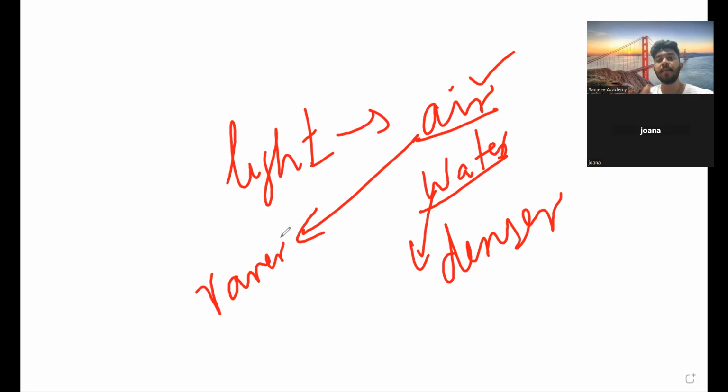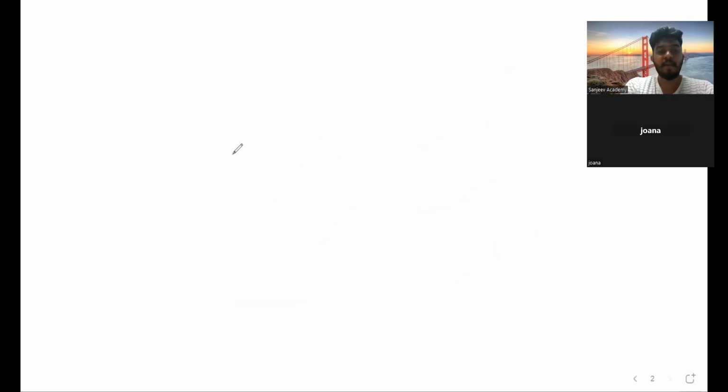If light is entering, for example, in this room itself, correct? Light can travel faster in air compared to that of water. Is it clear? Is this thing clear? So air is lighter or rarer? Rarer meaning lighter, compared to water. Is this thing clear? Let me know. Perfect.